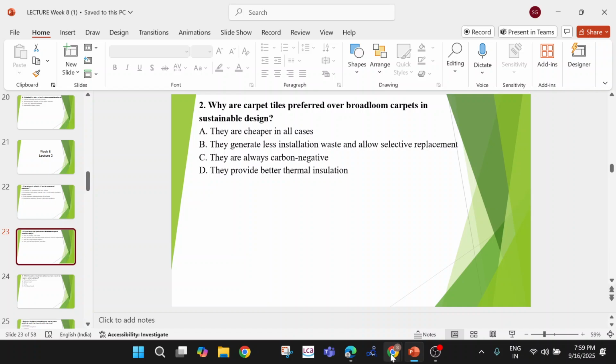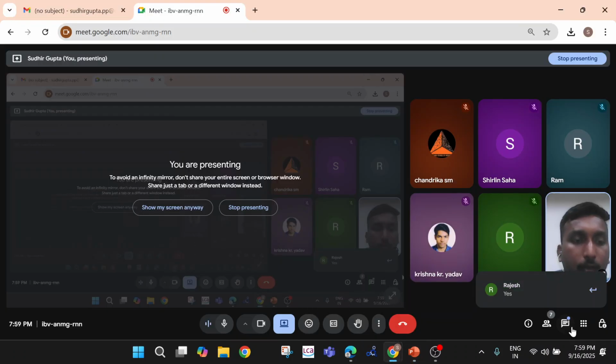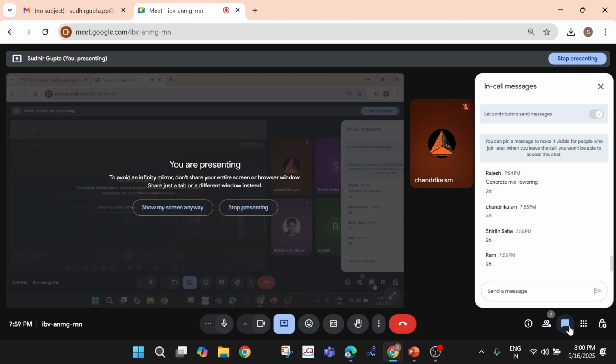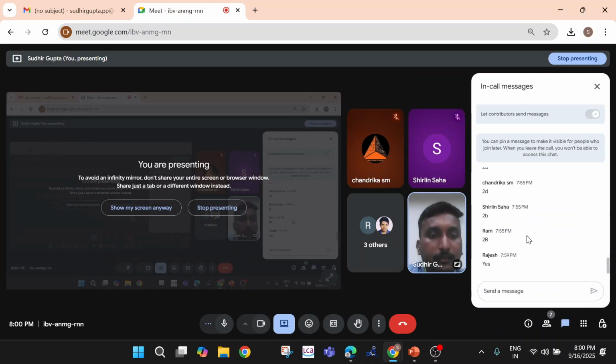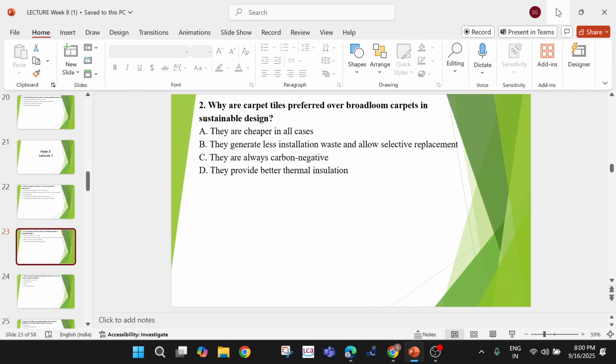The explanation is clear to all of you who have marked option B or option D. Rajesh, it is clear. What about Chandrika? So is it clear to you, or shall we discuss it more? Okay. So let's move to the next question then.